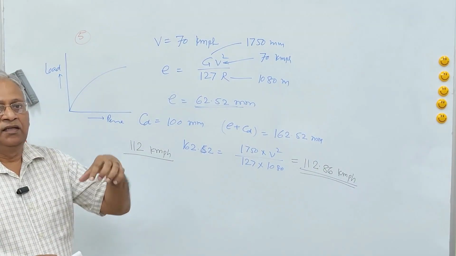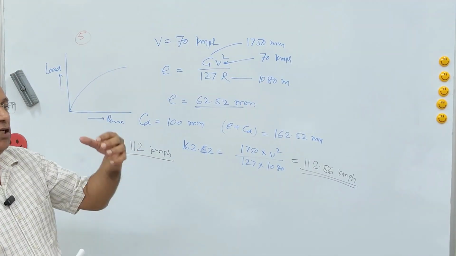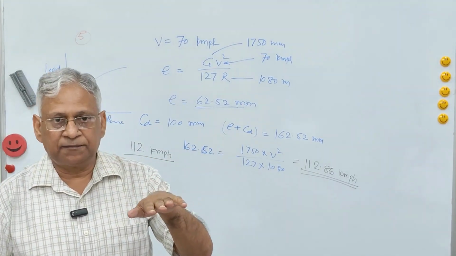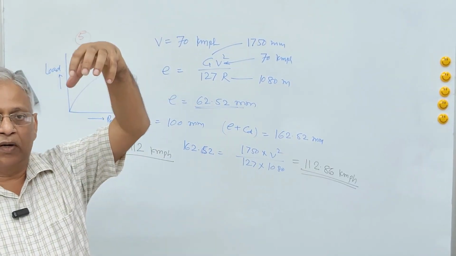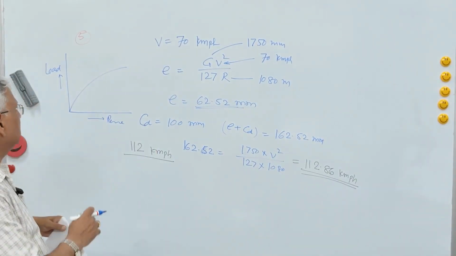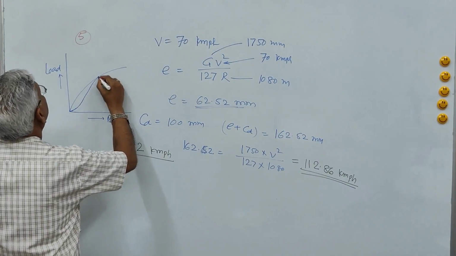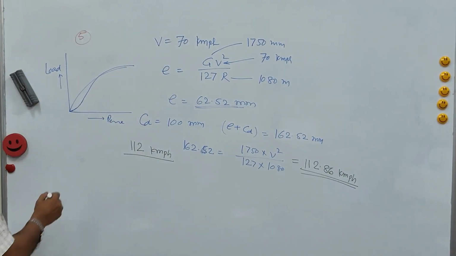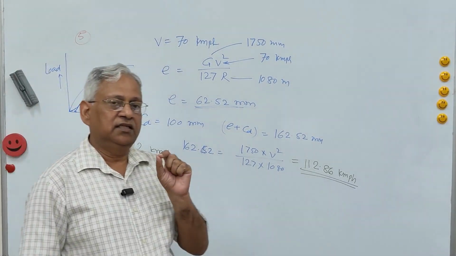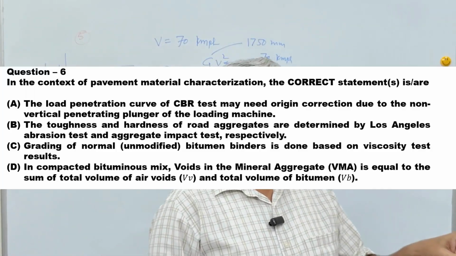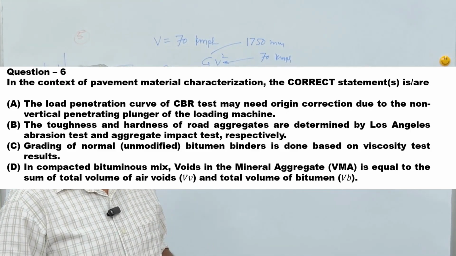But because of some error in the experiment, it might be because the top surface of the soil is soft, not compacted, or it may be the plunger is not vertically placed. Then this curve takes a concave shape in the beginning and then it becomes like that. Now this is what we call the zero correction. So zero correction is required sometimes. So A is correct.